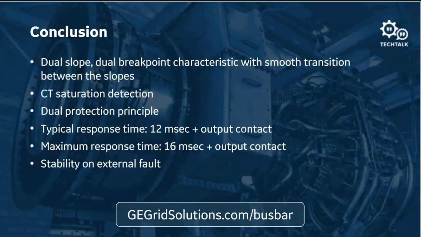And because of using the dual slope characteristic in our CT saturation detection algorithm, we can provide really good stability for external faults, so making our system very reliable and secure.